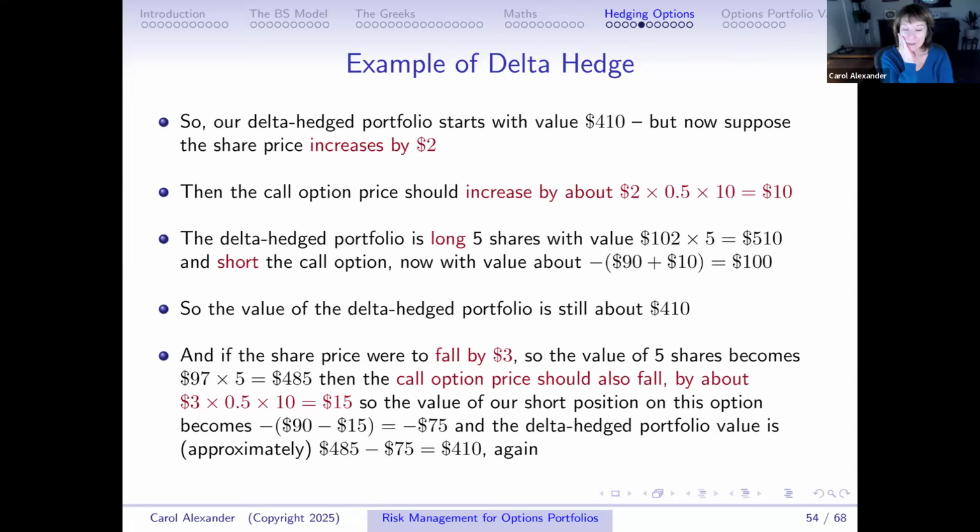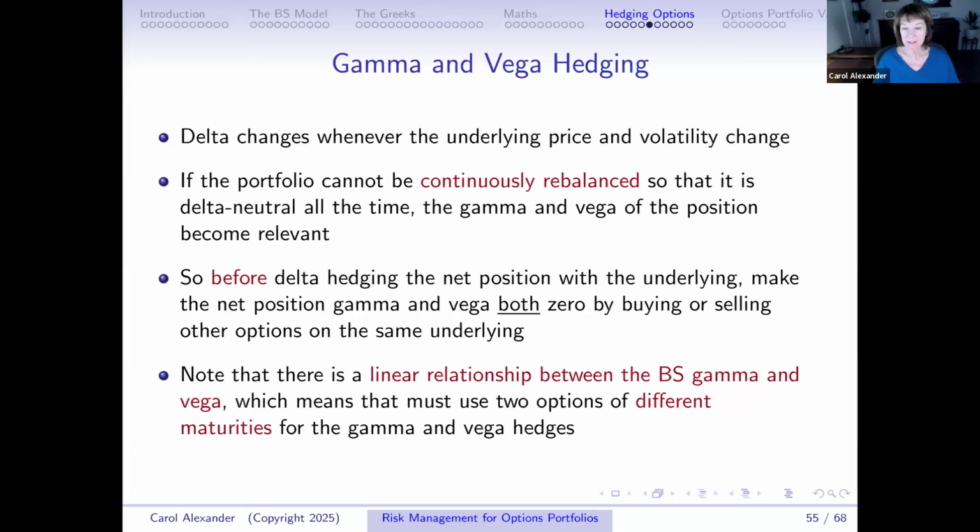And again, you can see, doing similar calculations, that as long as the price doesn't change by too much, the delta works, but obviously it's only an approximation. It should increase by $10 if there's a $2 increase in price. That's just an approximation for how much the option price will increase.